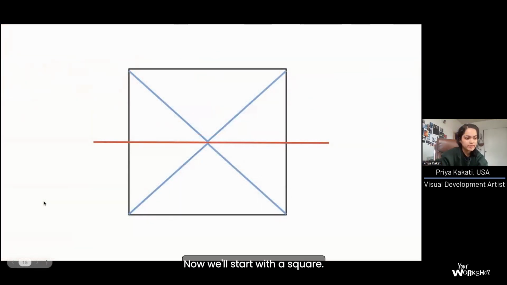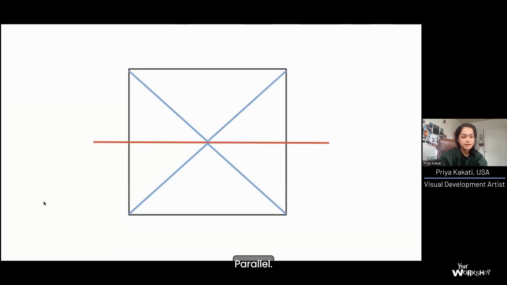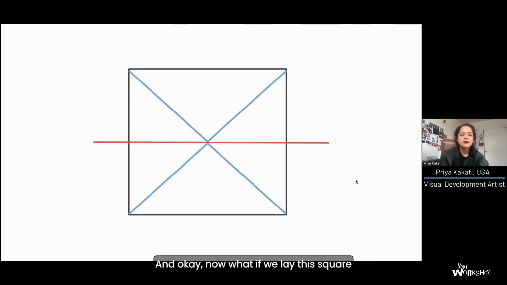Now we'll start with the square. It's a perfect example since all its sides are parallel. Now imagine you're looking at the square straight on, so you see the shape with no distortion, right?